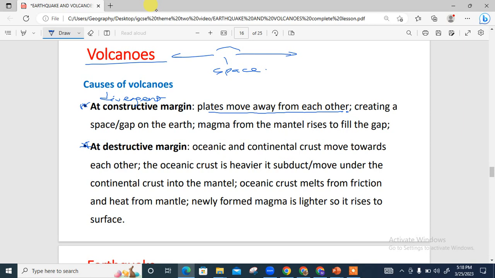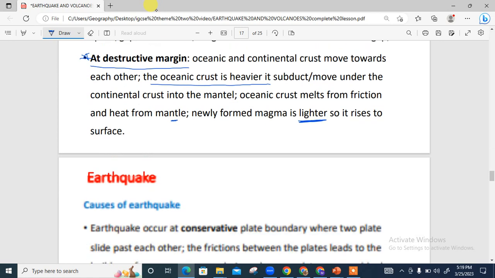That's it. Then in a destructive plate boundary between oceanic and continental plates, the oceanic and continental plates move towards each other. The oceanic plate is heavier, so it subducts. It will now go under. So it subducts or moves under the continental crust into the mantle. So the oceanic plate melts from friction and heat from the mantle. The newly formed magma is lighter, so it rises up, solidifies and cools to form a volcano. So those are the 2 ways.